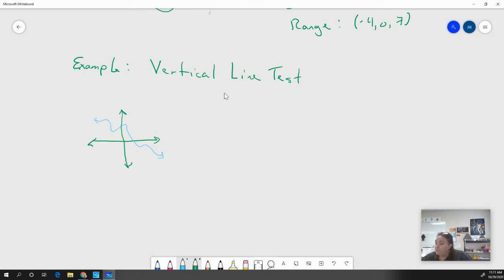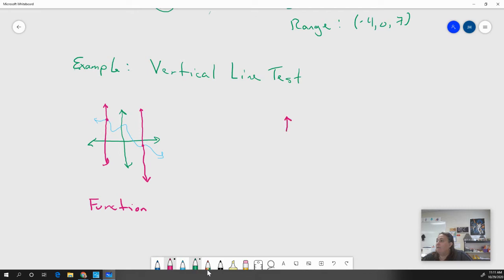If it is a function, if I drop a vertical line into it anywhere within the graph, it will only cross in one spot. So anywhere I drop a vertical line, it's only going to have one point where it intersects. So if I look at that, I can go, oh, this is a function. Just by looking at the graph of this, I can tell it's a function.